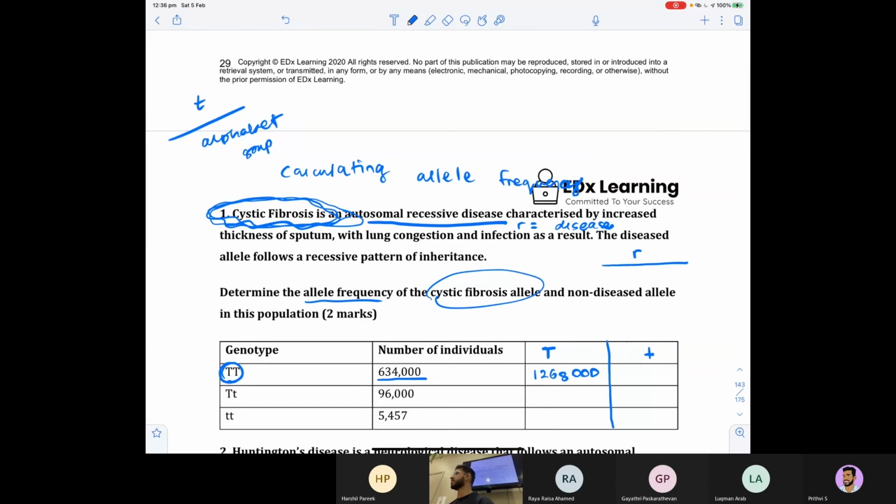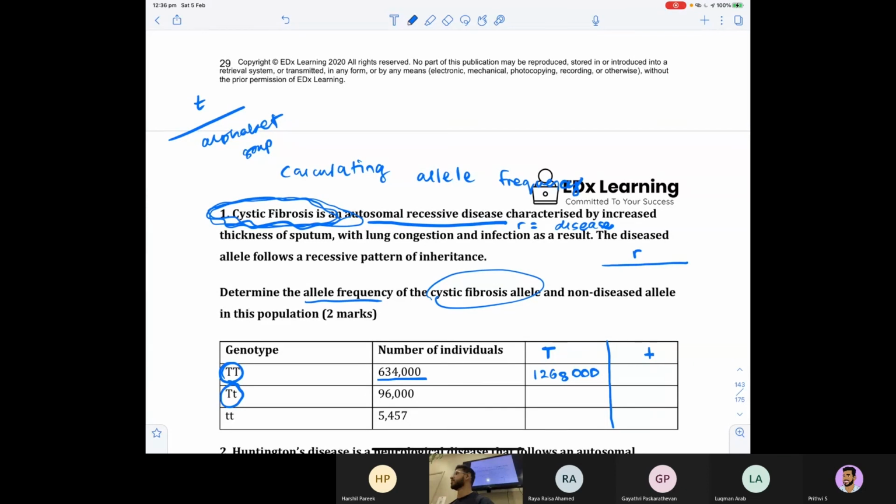Good. Now, we have 96,000 people who have 1 capital T and 1 little t. If I gave you 1 blue pen, 1 black pen, you only have 1 blue and 1 black pen. But if I give you 5 sets of a blue pen and a black pen, how many black pens do you have?